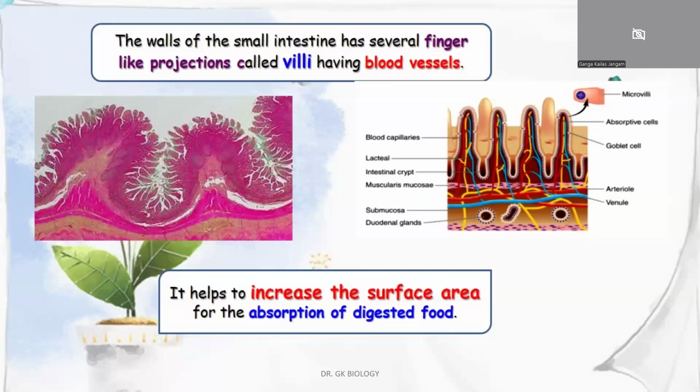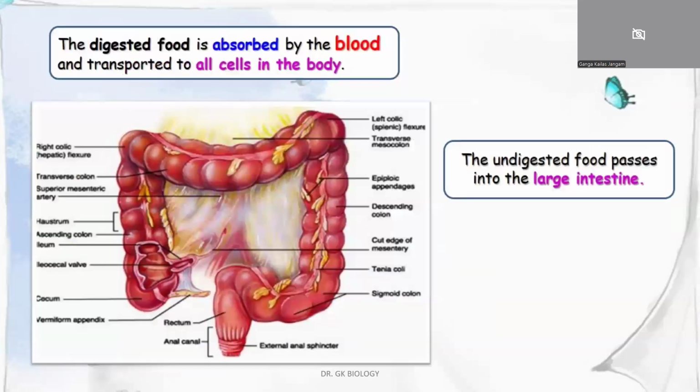What is the purpose of having the finger-like projections here? They help to increase the surface area for the absorption of digested food. This is a very, very important word: villi. And how do the villi increase the surface area? The numerous finger-like projections help to increase the surface area. Next, the digested food is absorbed by the blood and transported to all the cells in the body.